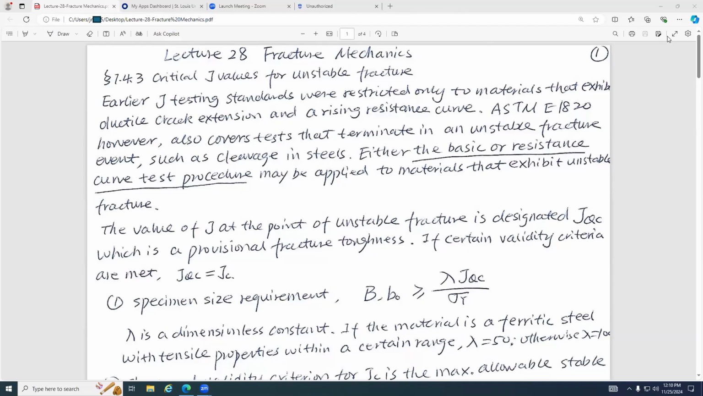Last time I told you the difference between the basic procedure and the resistance curve procedure. For the basic procedure, you need to monotonically load the specimen to fracture or to a particular displacement, depending on the material and behavior. However, for the resistance curve procedure, you need to continuously monitor the crack growth during the test. This is the difference between the basic procedure and the resistance curve procedure.